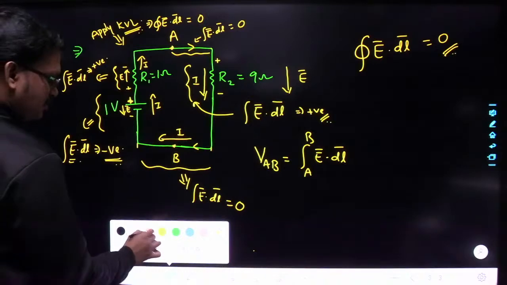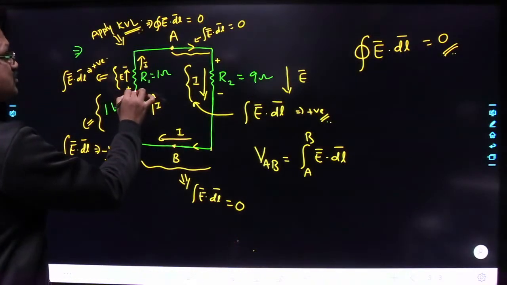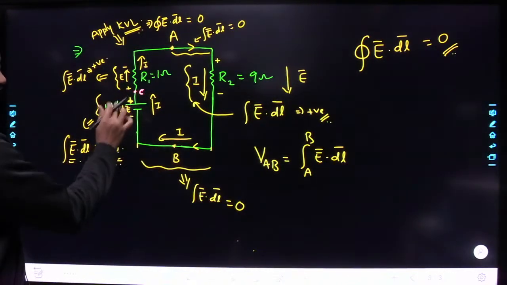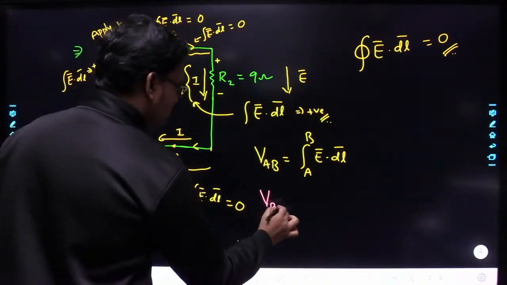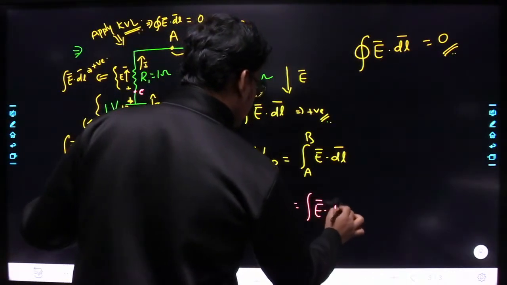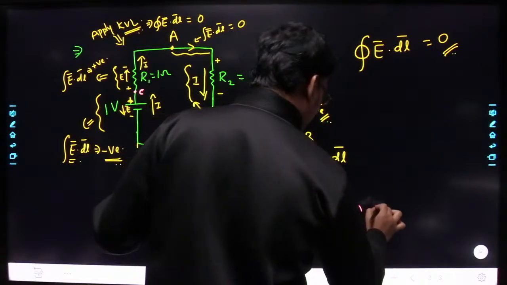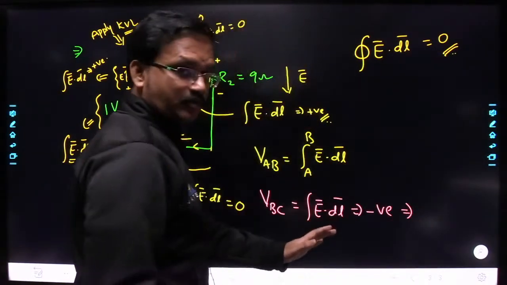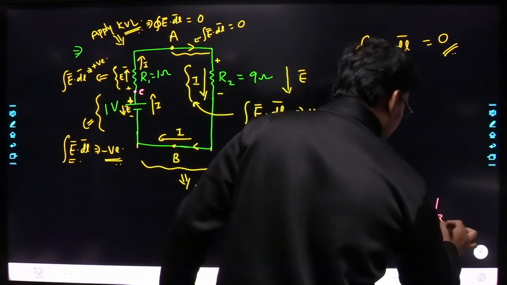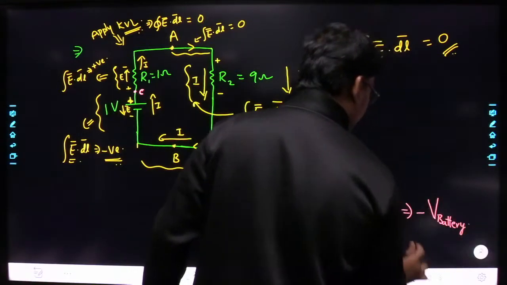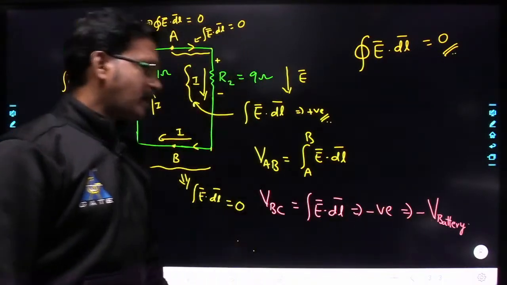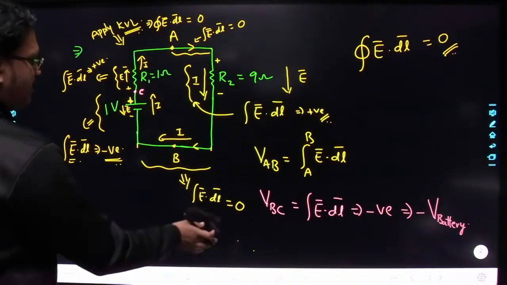So let us consider this point as C. Okay, so from B to C, integral E bar dot dl bar will be negative. So this is nothing but battery potential. I am writing this battery potential as minus V battery, because integral E bar dot dl will be negative. Next, from C to A.